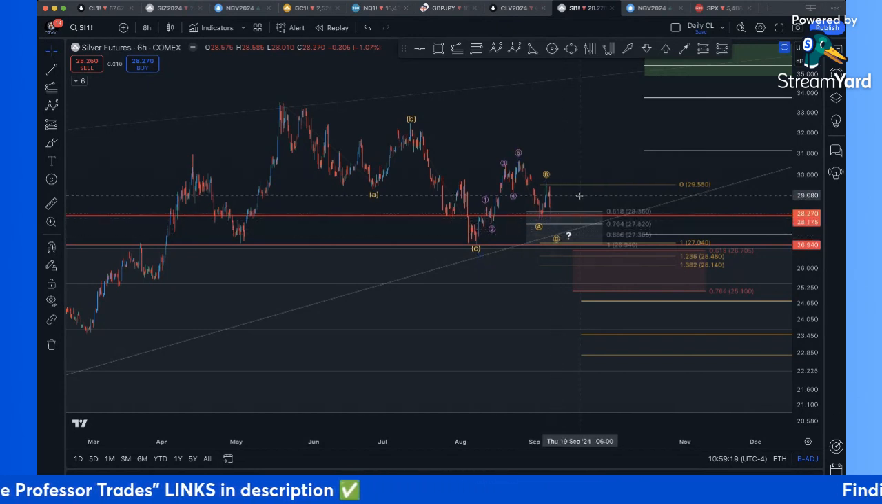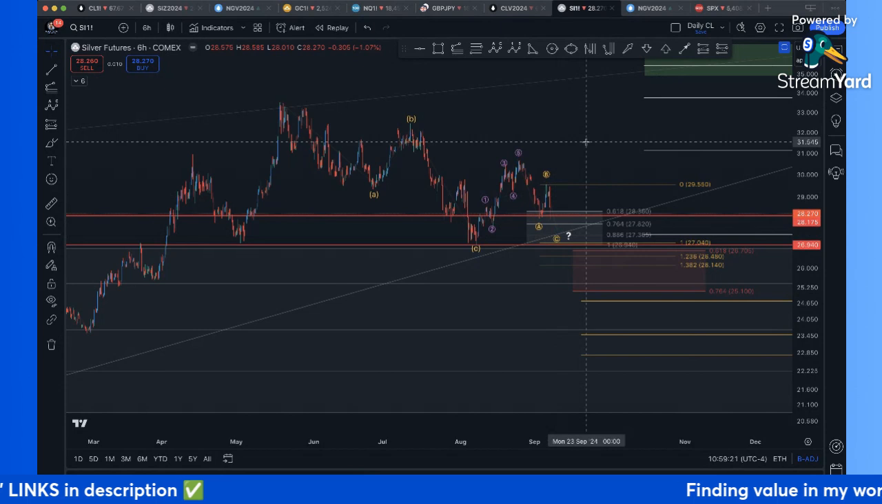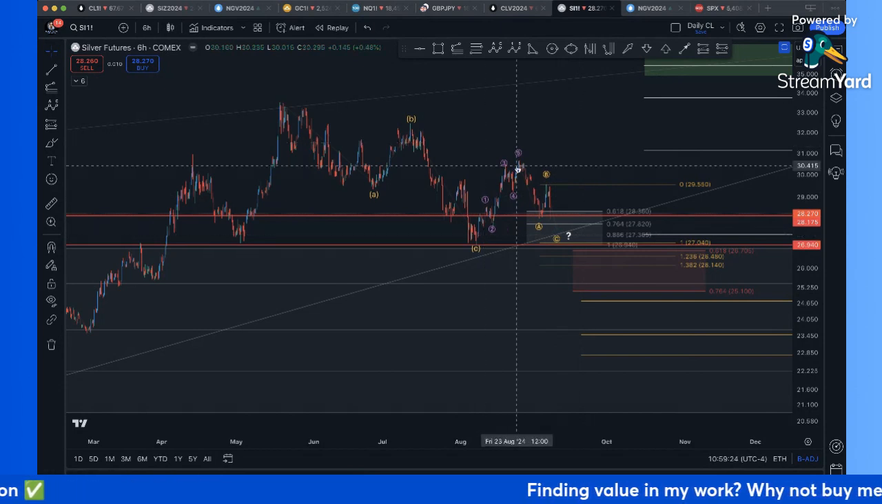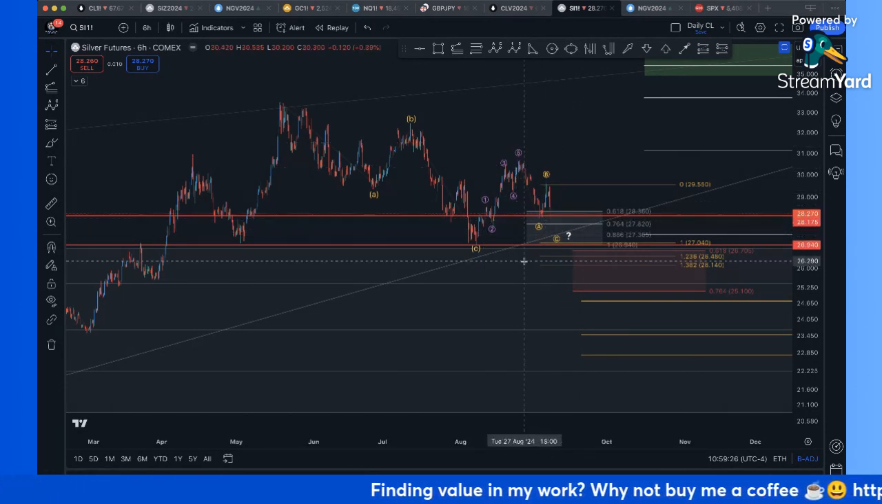All right. And then we'll play this same game again. You know how we just looked for a 5-wave move over here? We're going to do the same thing.